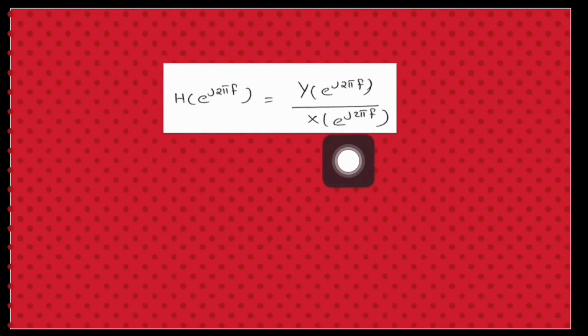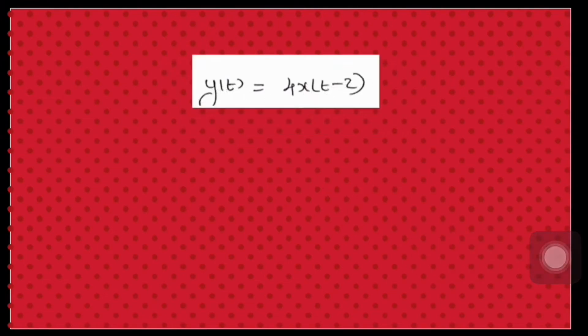and X of e raised to j 2 pi f represents Fourier transform of input. In our question, we have an LTI system with input x of t and output 4 into x of t minus 2. We are supposed to find out its transfer function, that is H of e raised to j 2 pi f. So let's do that. Since the output of the system is given as 4 into x of t minus 2, we can write y of t is equal to 4 into x of t minus 2.